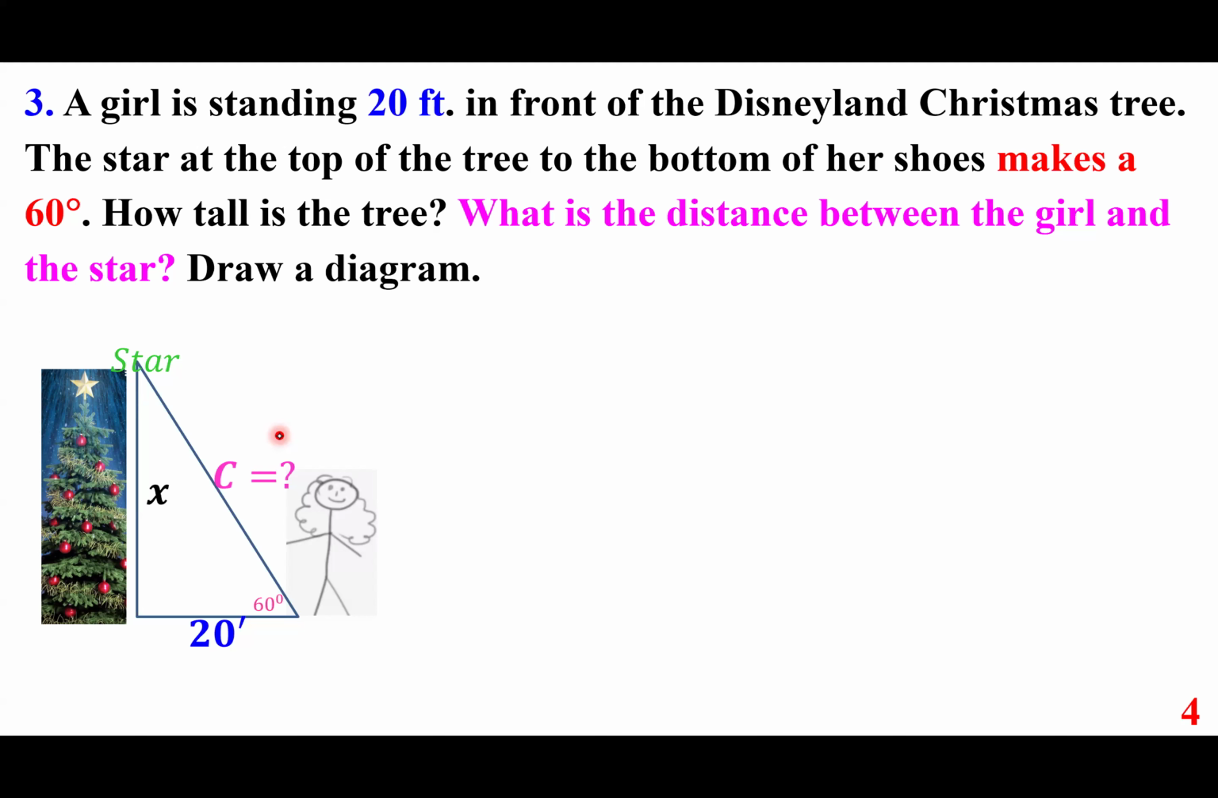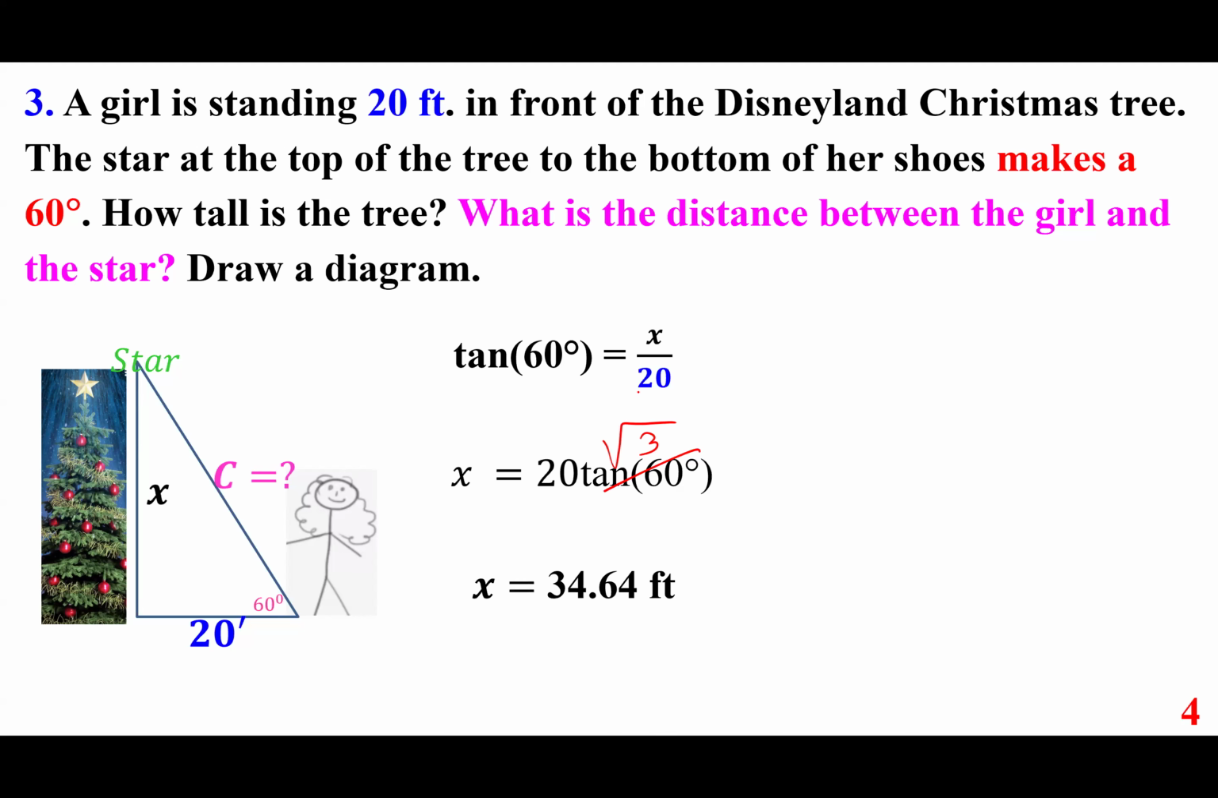All right, so notice what's given and what's missing. Tan of 60 is the opposite, X, over the adjacent, 20. And therefore, X is the product of these two, 20 tan of 60. Tan of 60 is a common arc, square root of 3. So precisely 20 square root of 3, or roughly 34.64 feet.